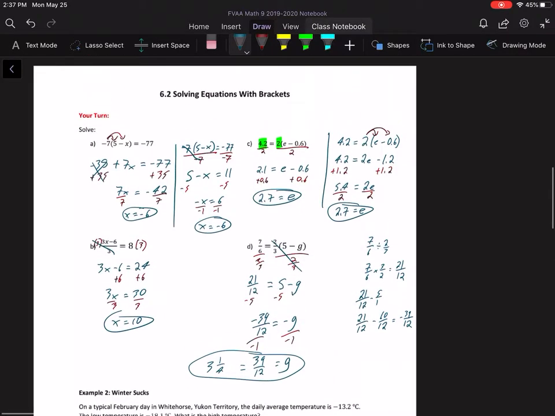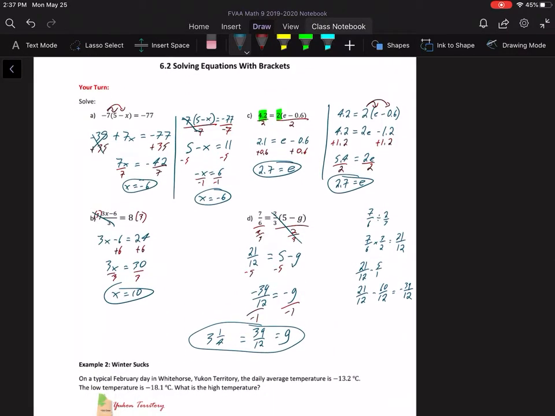Okay, so this is a couple ways of doing it, a couple approaches. You'll have more practice in your homework assignment, so make sure you're keeping up with those. Let's go on with another example here, a word problem.